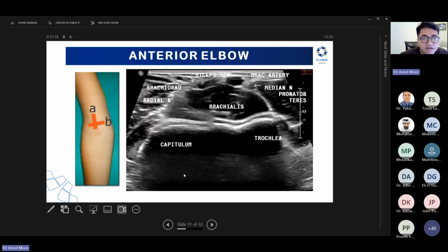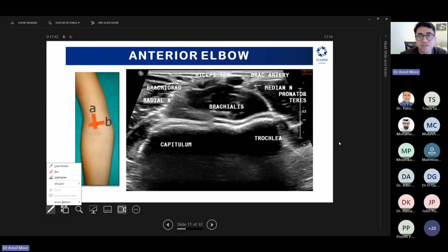So once we locate our probe from the distal aspect of the arm, extending up to the level of the elbow in the transverse plane, these are the probe positions which we have to keep while assessing the anterior elbow. This is the transverse plane for the probe, and this is the longitudinal plane for the probe. Once we keep the transverse plane of the probe, we acquire this image.